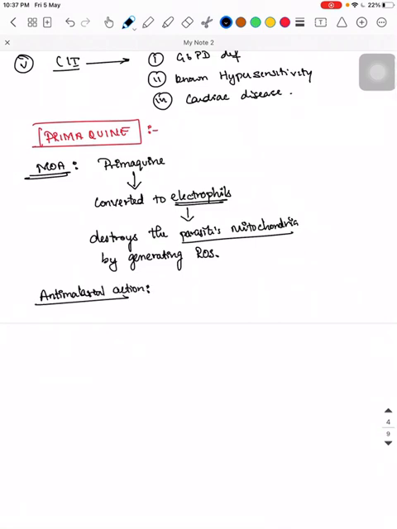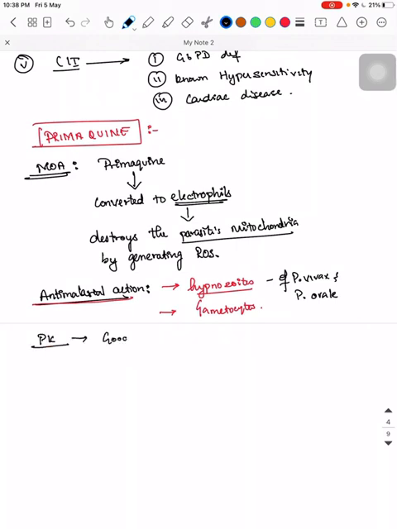by generating reactive oxygen species. Okay, it's antimalarial action. So it acts against all the hypnozoites of Plasmodium vivax and ovale, and also against the gametocytes of all the malarial species. So it mainly acts against the hypnozoites of Plasmodium vivax and Plasmodium ovale, and it also acts against all the gametocytes. Okay, this is its antimalarial action.